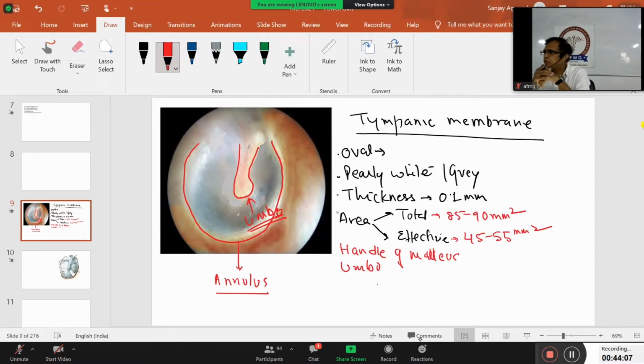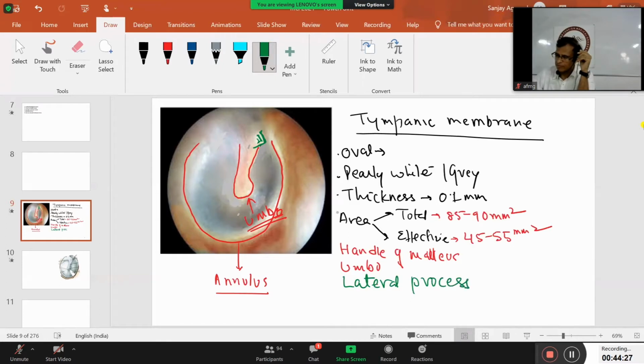And at the top, there is another bone you can see at the top of this handle of malleus. See, this one. This is a bone. What bone is this? This is called lateral process of malleus. So I'm writing the name here also. Lateral process of malleus. So in a normal tympanic membrane, these are the three other things that you can see. Handle of malleus, umbo, and the lateral process.